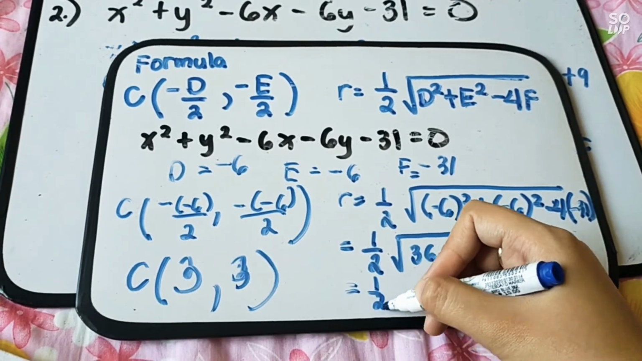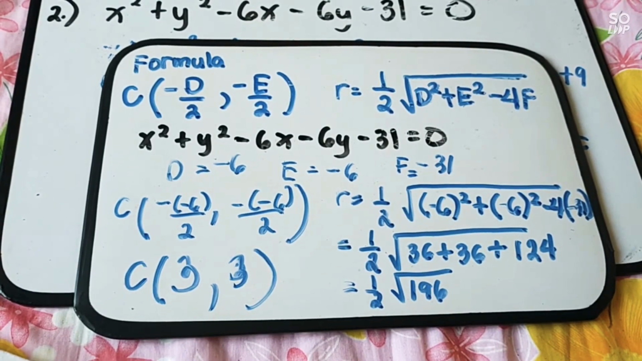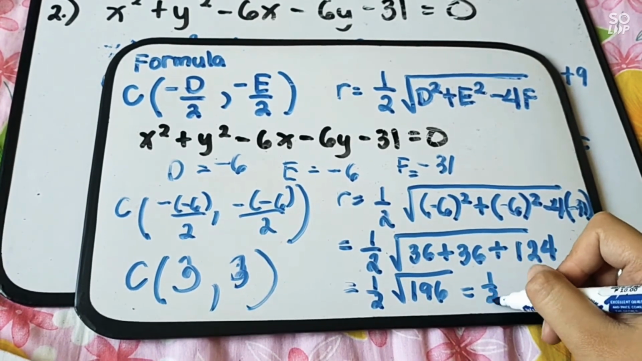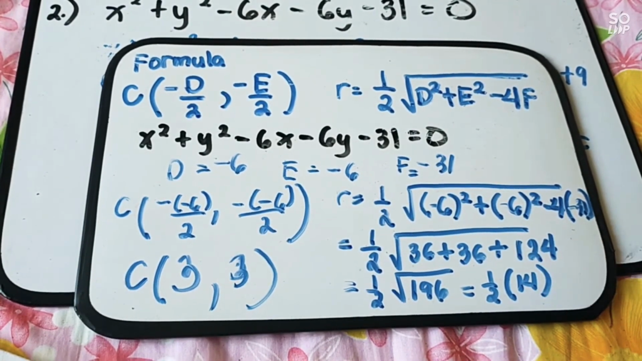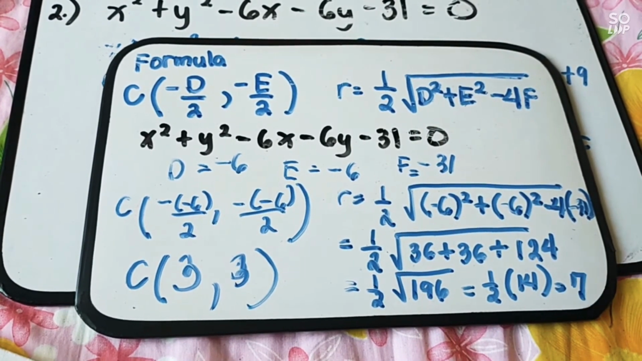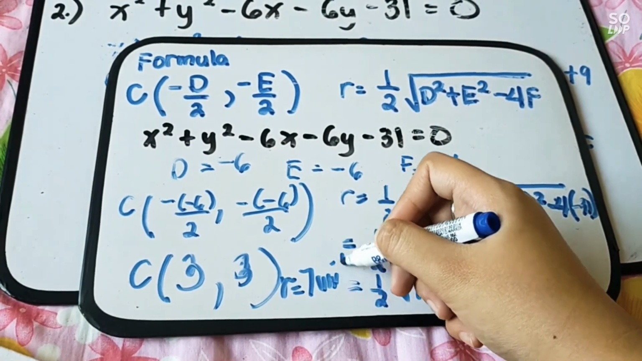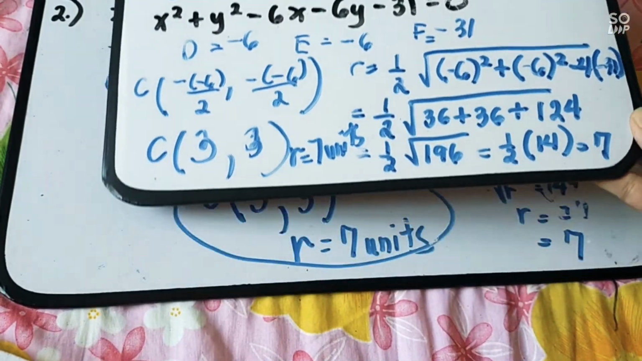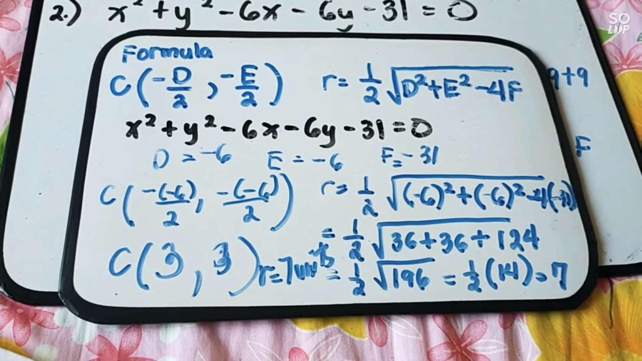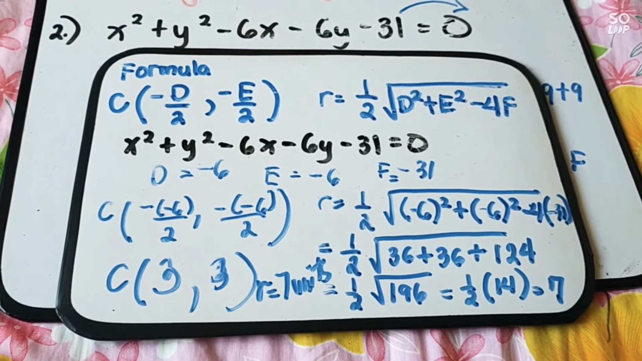So, we have 1/2 of the square root of 196. Then, the square root of 196 is 14, so 1/2 of 14. What is half of 14? The answer here is 7. So, same answer. Your R is 7 units. Okay? So, it is up to you whether you use completing the square or the formula. Okay? Let's have another example.